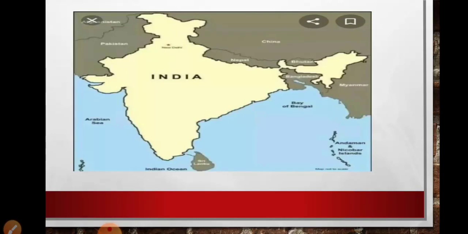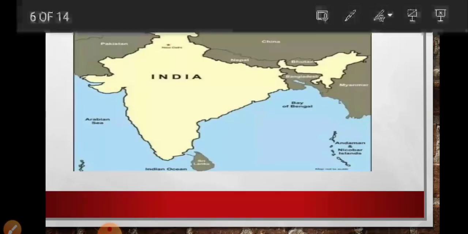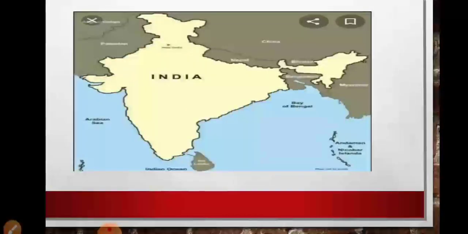So here we saw that when we go to the northwest we are going to see Pakistan and Afghanistan. Okay, when we go to the north, we saw that China is there, Nepal is there and Bhutan is there. When we go to the east, we saw that children, Bangladesh and Myanmar are there. And when we go to the southeast, we saw that Sri Lanka is there and it is separated from the mainland of India by Pak Strait and the Gulf of Mannar.